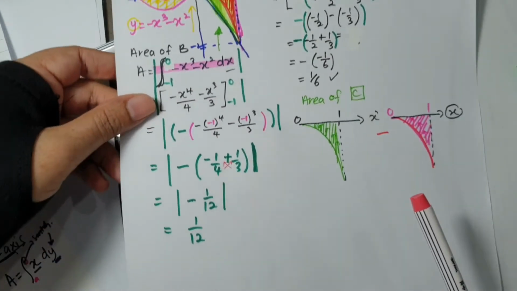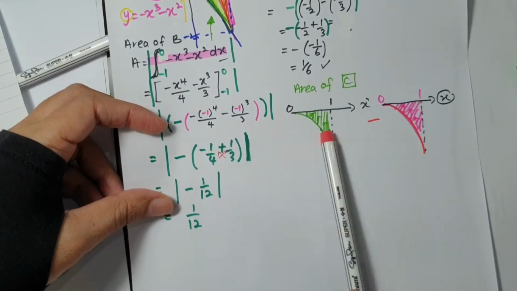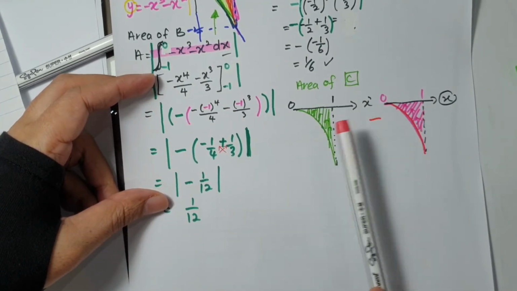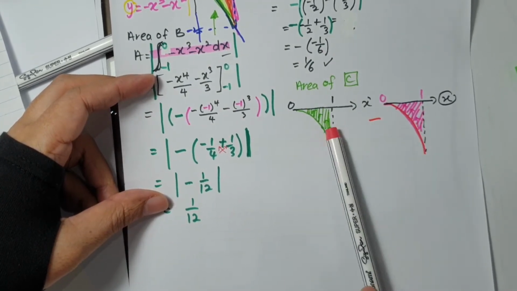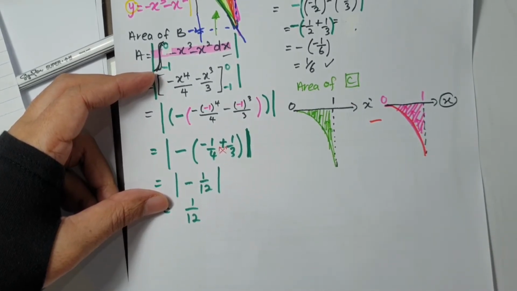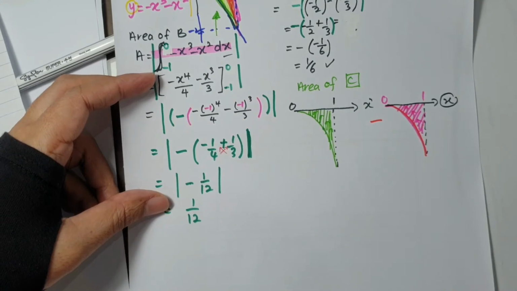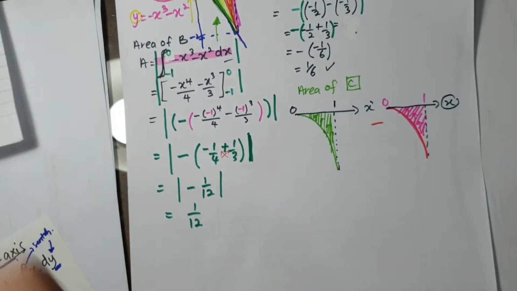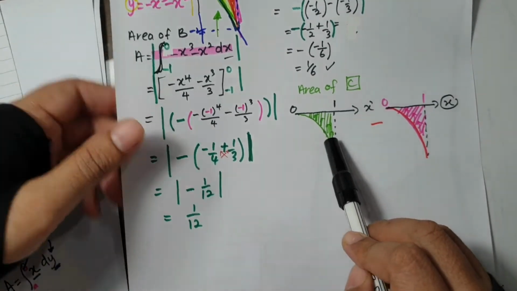We get this, right? Okay, so now let's find the area of these two region. And then kena ingat, area ni nanti dia akan negatif. Kenapa? Sebab dia below the x-axis. Okay, so kena letak modulus sign. Okay lah, saya cari one by one. Kita cari dulu area of the green color region.